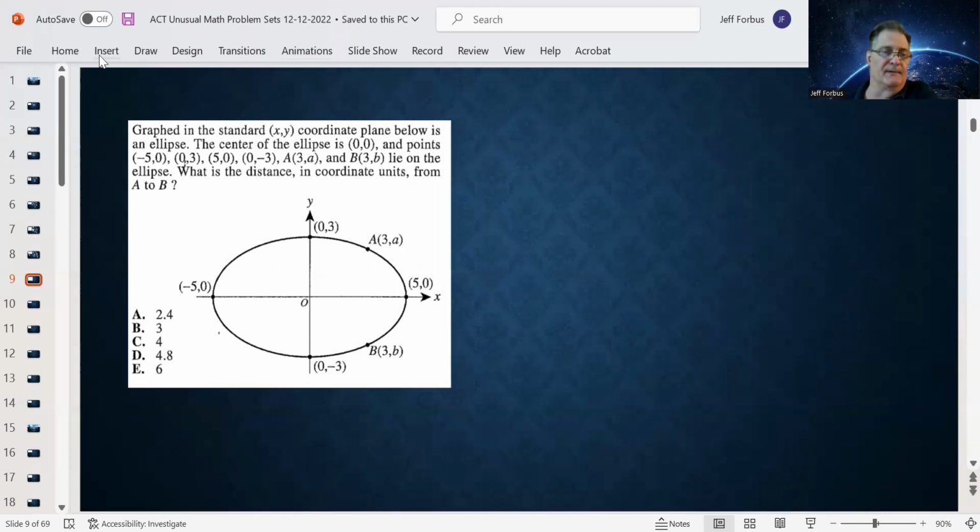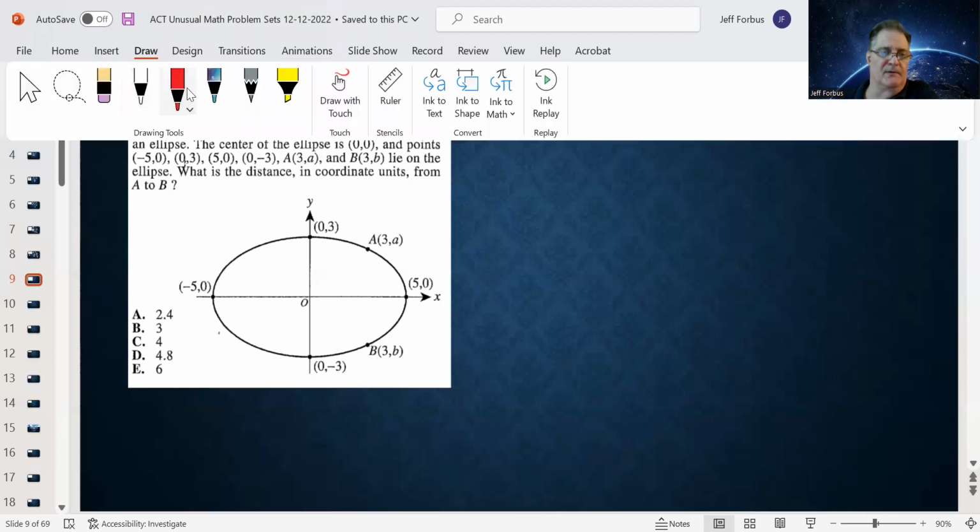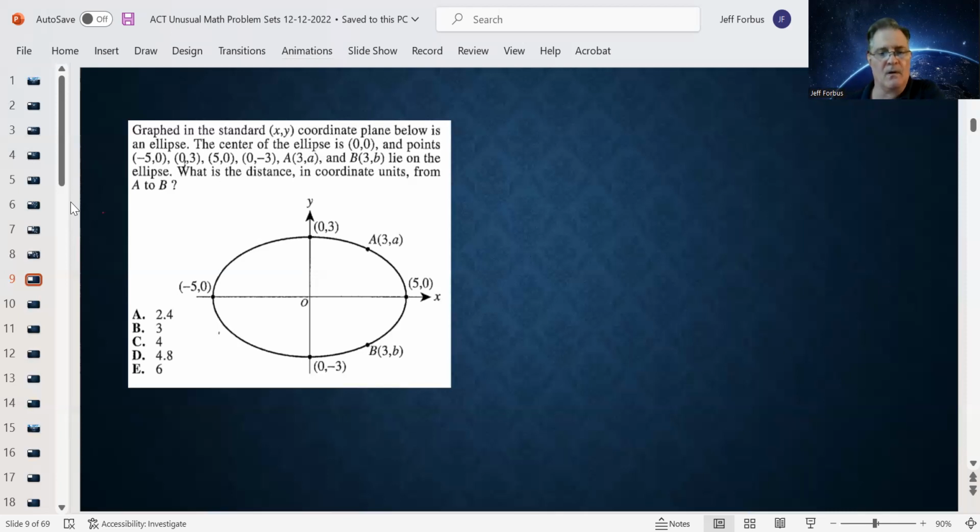So let me do this. I'm going to draw on top of the figure. So let me change pen colors. So they want to know the distance from here to here.